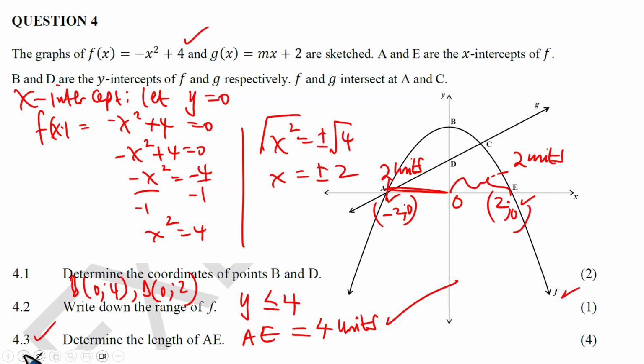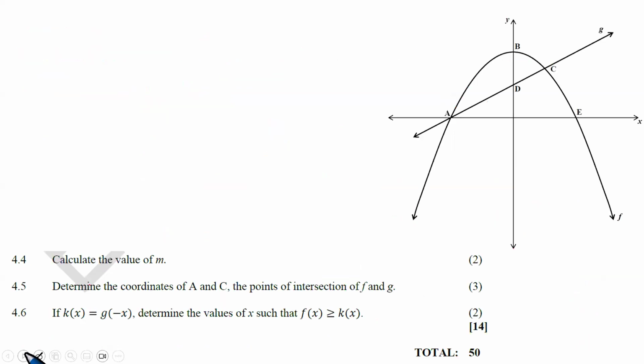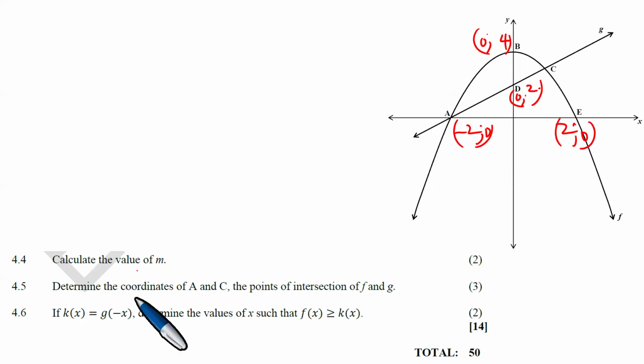Okay, next point. Calculate the value of M. Here we know it's minus 2, 2, here it's 2, here is 4. And so we're writing these as coordinates. Calculate the value of M. You can use the midpoint formula because D is a midpoint, to calculate the coordinates of C. The coordinates of C, right?